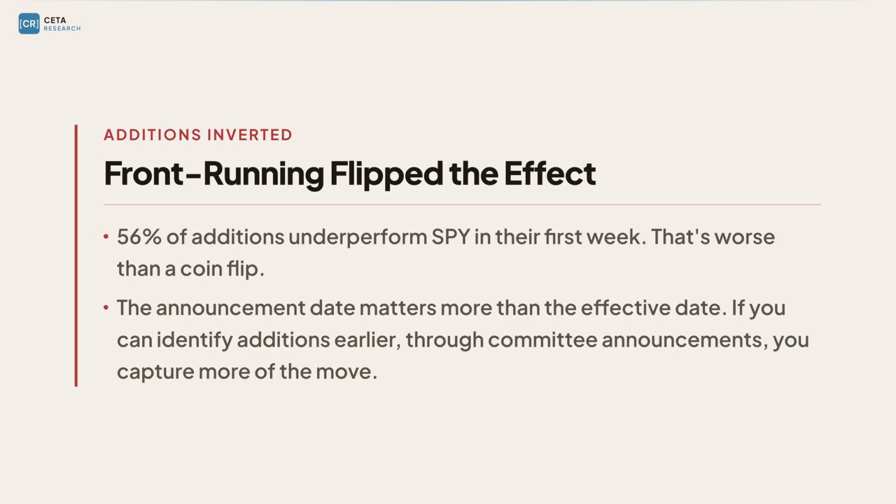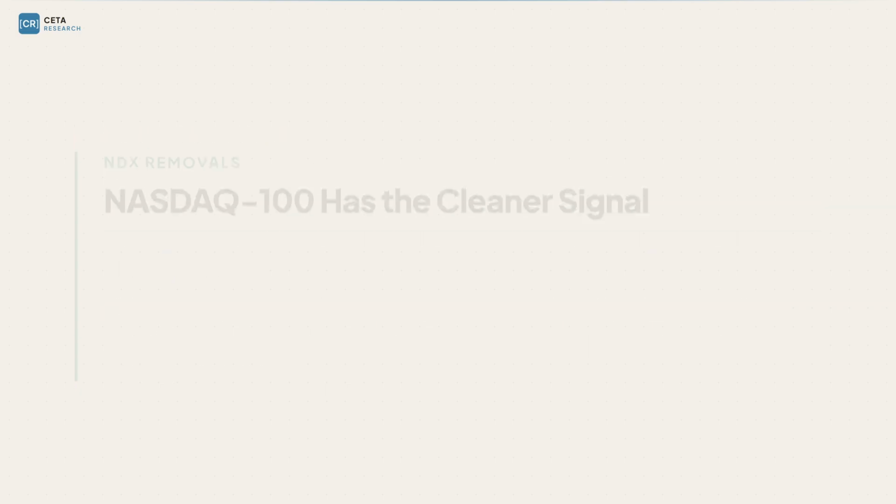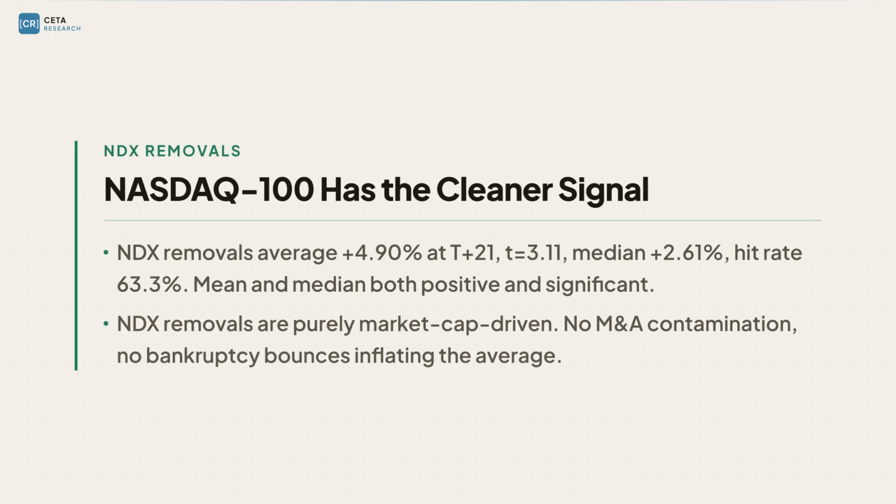For a cleaner signal, the announcement date matters more than the effective date. If you can identify additions earlier, through committee announcements or press coverage, you capture more of the move. The removal side offers more opportunity because it's less crowded. Forced selling from passive funds creates temporary dislocations that most traders don't want to touch. Once that selling pressure clears, some recovery is expected.